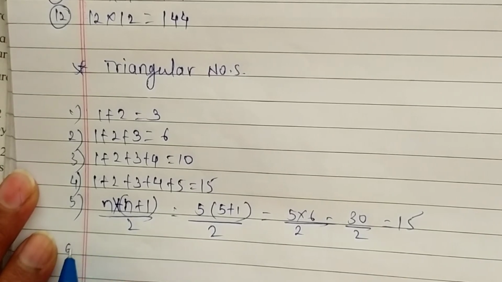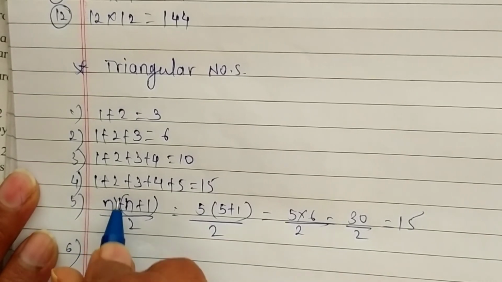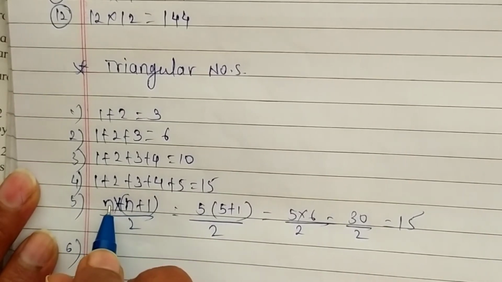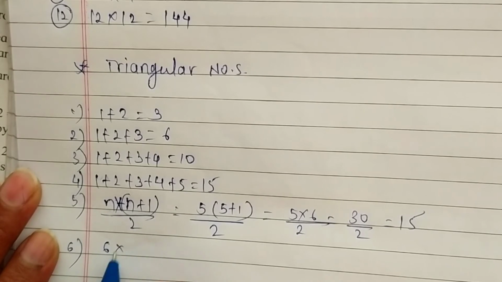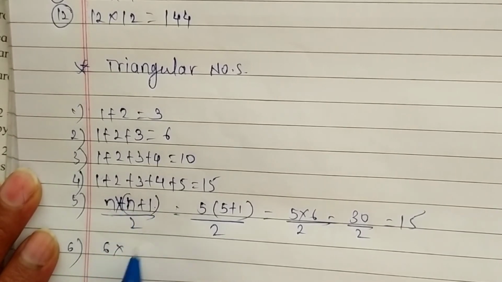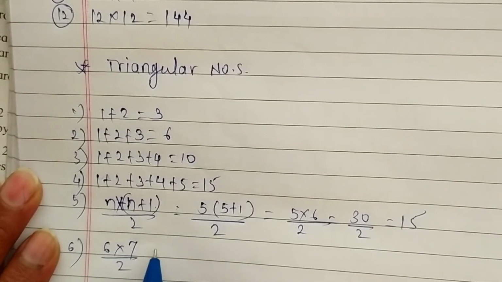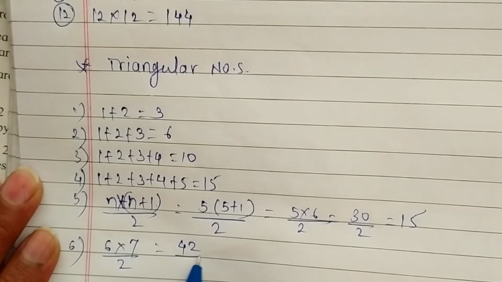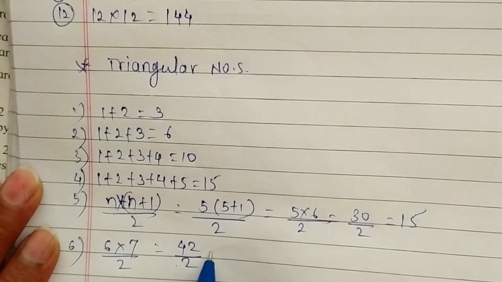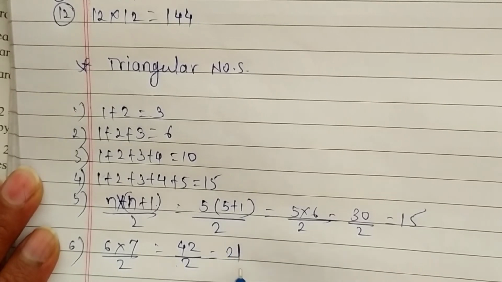So now let's count the sixth number. Let's use this formula. n into n plus 1. 6 into n plus 1 means 6 plus 1, it's 7 divided by 2. 6 sevens are 42 divided by 2, it's 21.